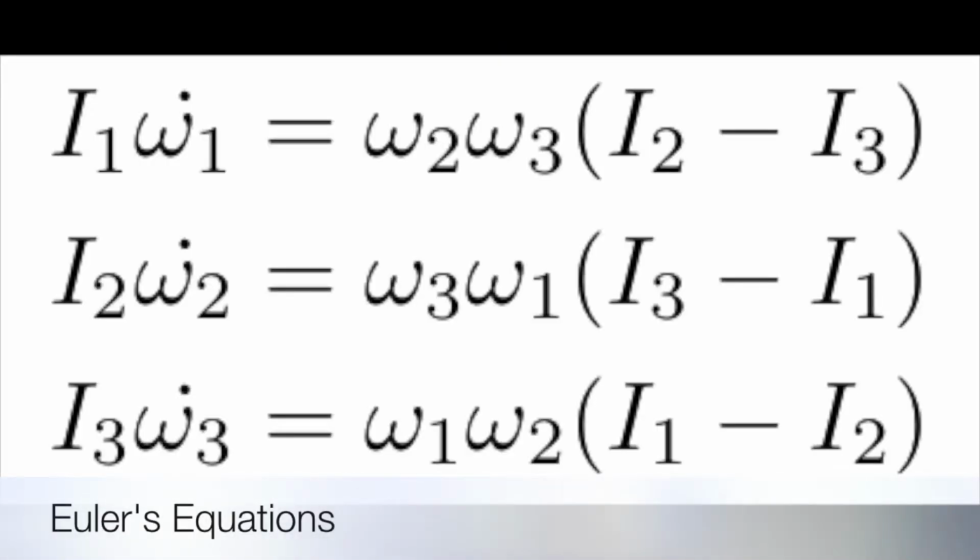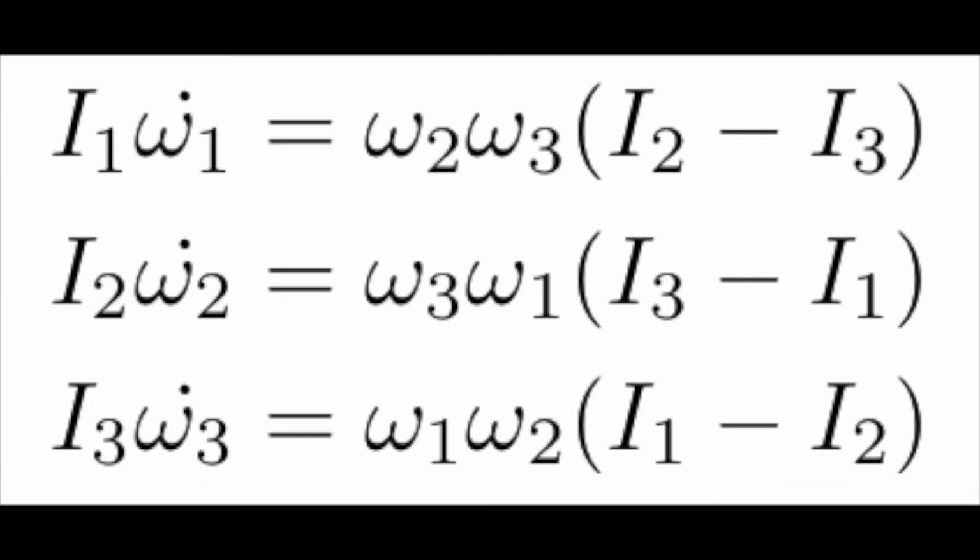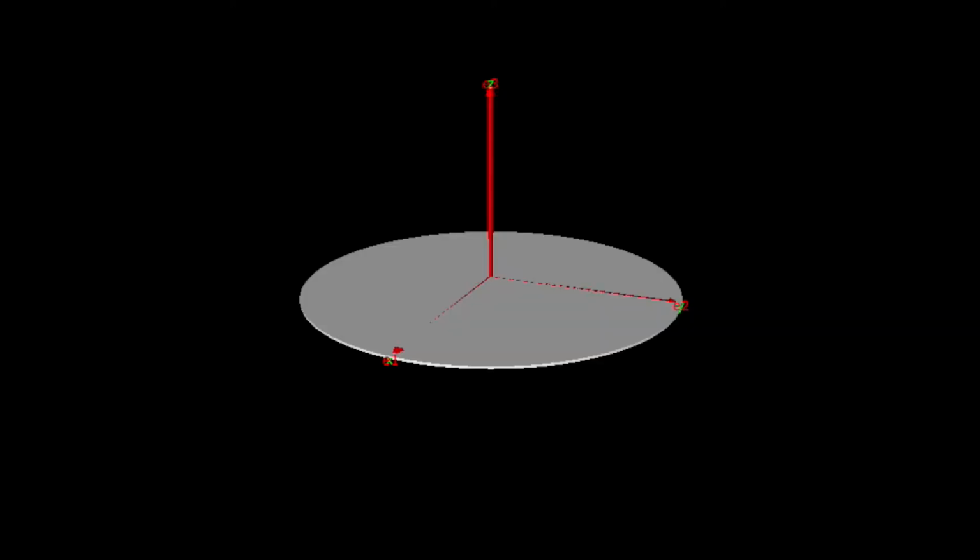Rigid body rotations are governed by Euler's equations. Shown here are Euler's equations for a system with zero torque. I1, I2, and I3 are the moments of inertia about the E1, E2, and E3 axes, and omega 1, omega 2, and omega 3 are the angular velocities about the E1, E2, and E3 axes.